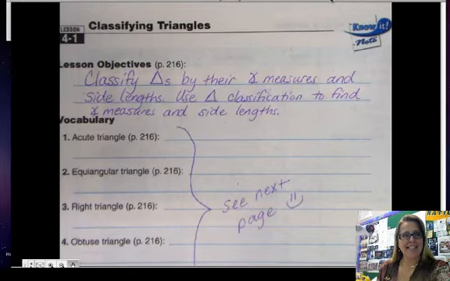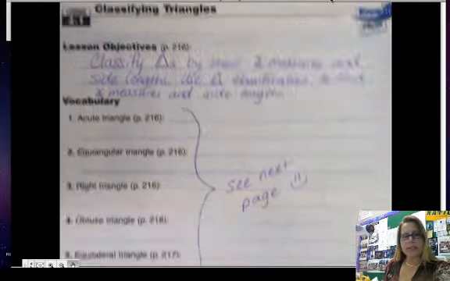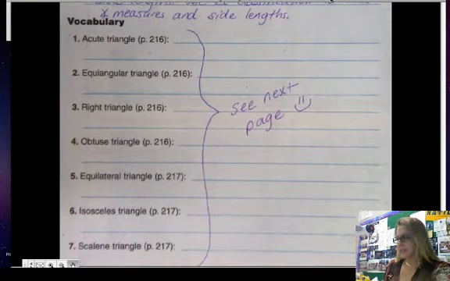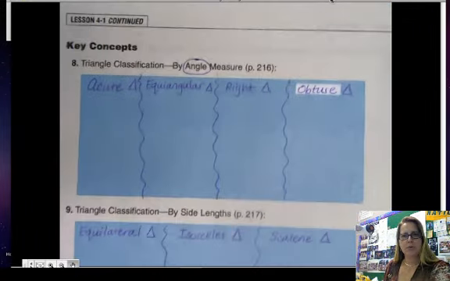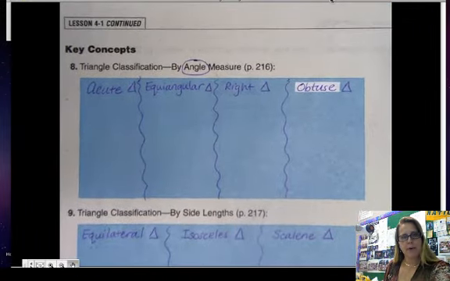Hello, it is lesson 4-1 time, and we are going to be classifying triangles today. We are going to classify triangles by their angle measures and their side lengths, and we're also going to use the triangle classification to find angle measures and side lengths. So as you can see, for all of our vocabulary, we're just going to see our next page here. So let's move on to those vocabulary words.